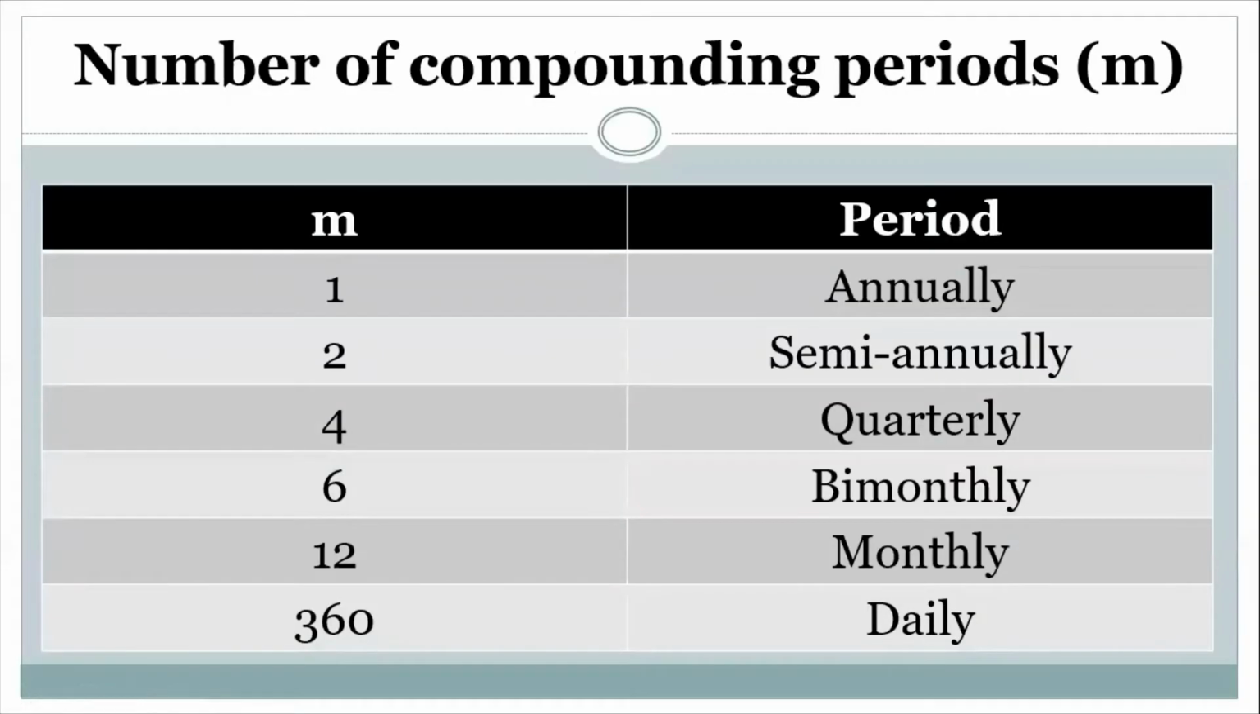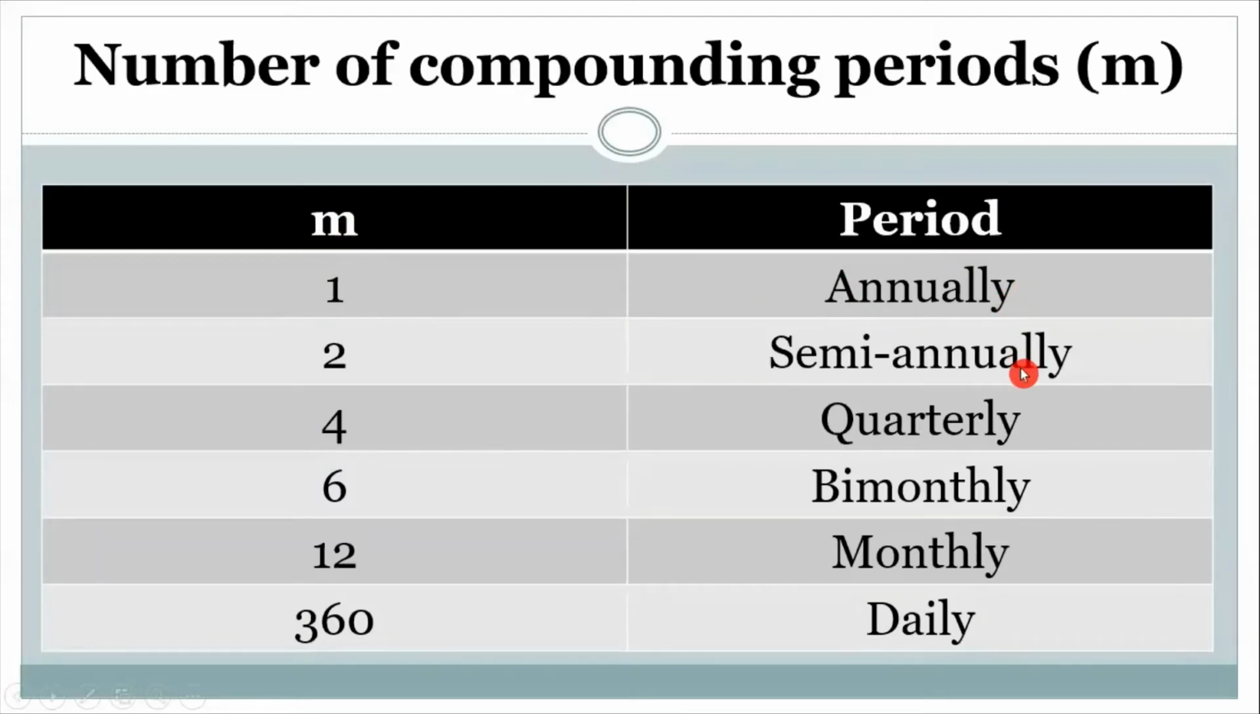Then we also have the number of compounding periods, which is denoted by M. A period is a time interval it takes for the money to be converted or to earn interest in a year. For example, annual conversion means to compute the interest only once a year. That is why M is equal to 1 if it is annually.